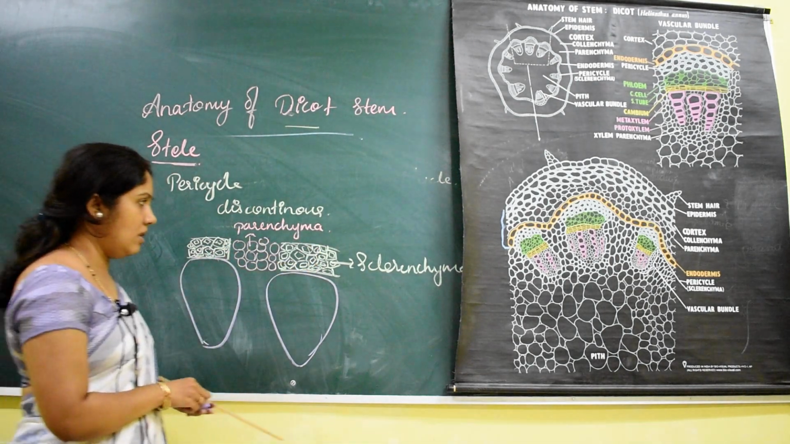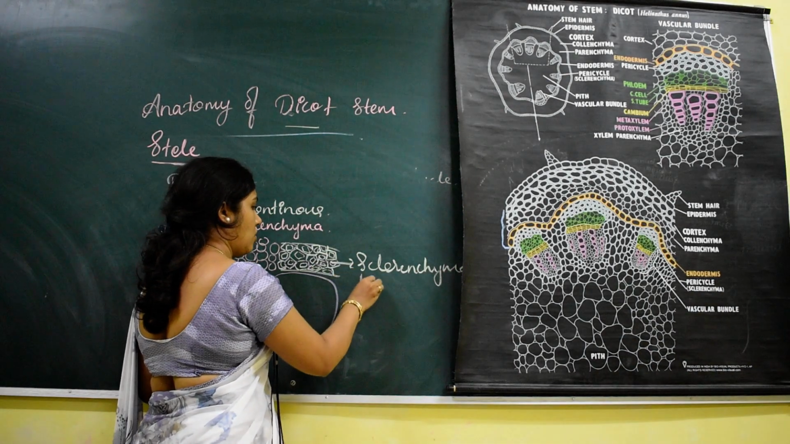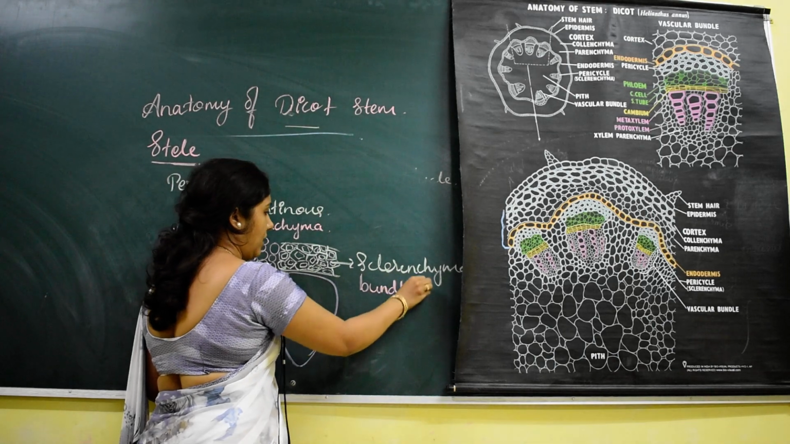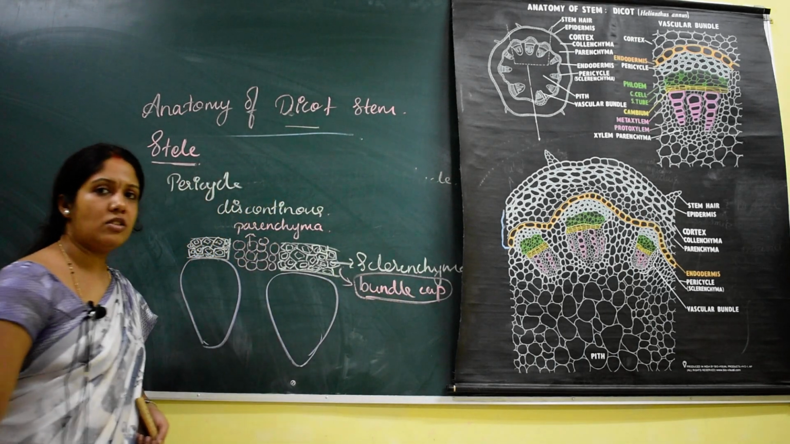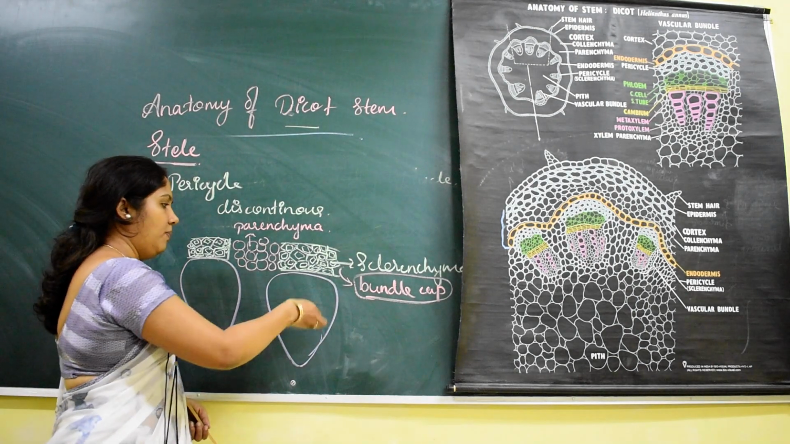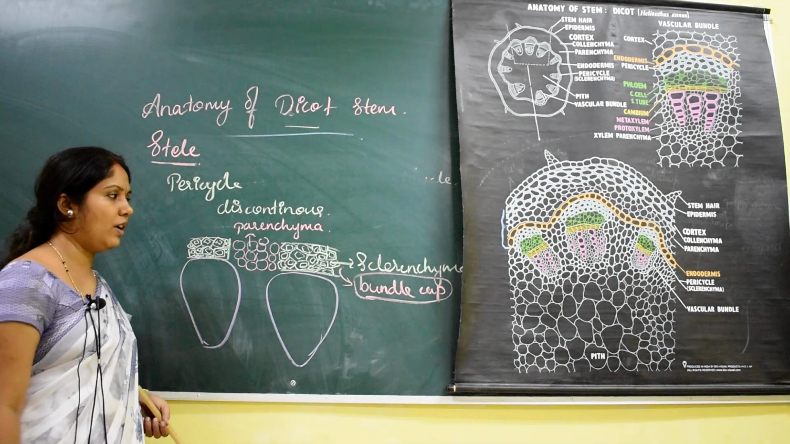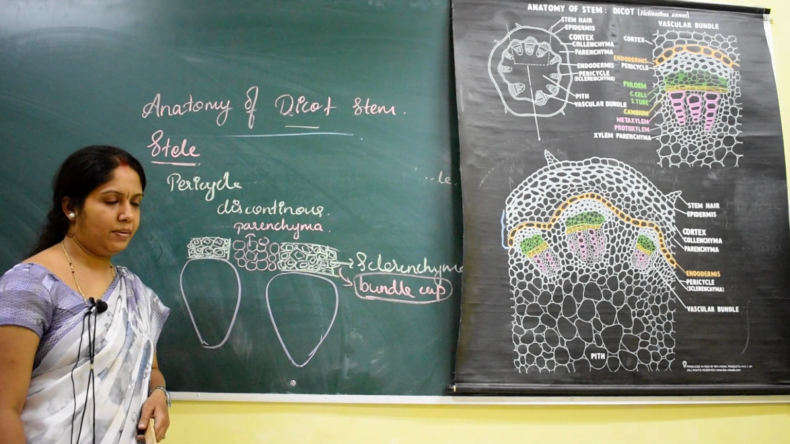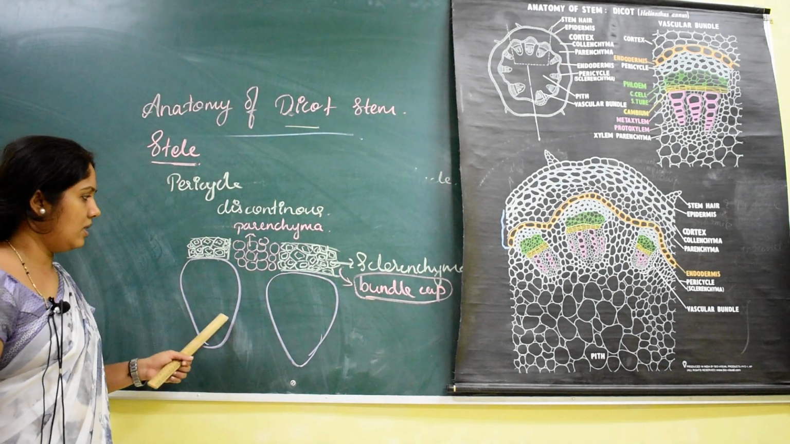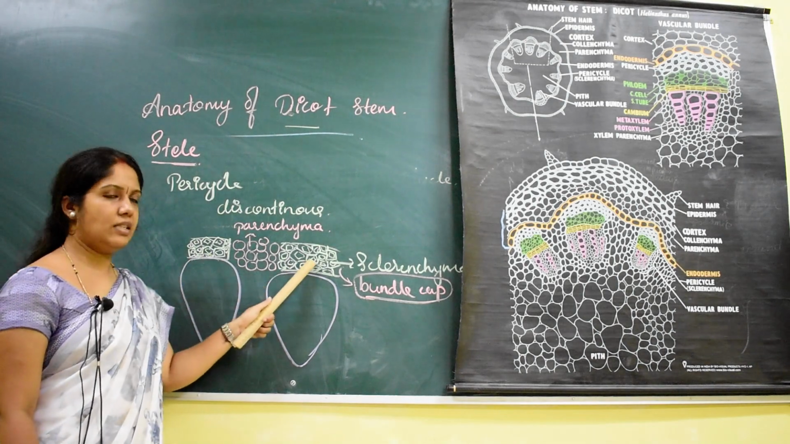So hence this pericycle, which is made up of sclerenchyma, is also called the bundle cap. What is it called? Bundle cap. Why is it called the bundle cap? Because it is present above the vascular bundle in the form of a cap-like structure. Hence it is also named the bundle cap. So this is about the pericycle. The pericycle is discontinuous.